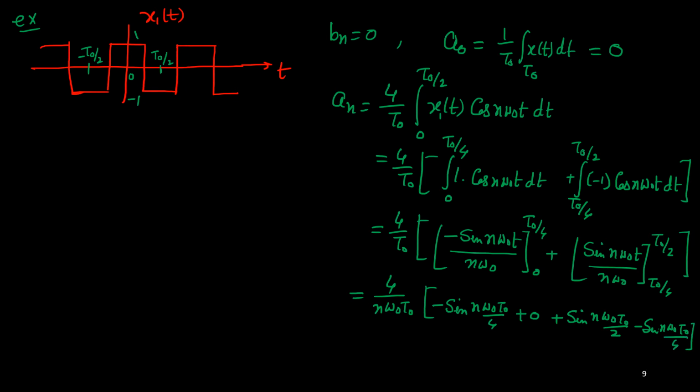So we know that omega naught T naught equals 2 pi. So this 2 pi cancels out, and here it is 2 upon n pi. And it is 2 pi upon 4, means n pi by 2. So minus sine n pi by 2, and again minus sine n pi by 2, last one. So this 2 I can combine: minus 2 sine n pi by 2. And this is 0, and this one is again 0, because this is your sine n pi.